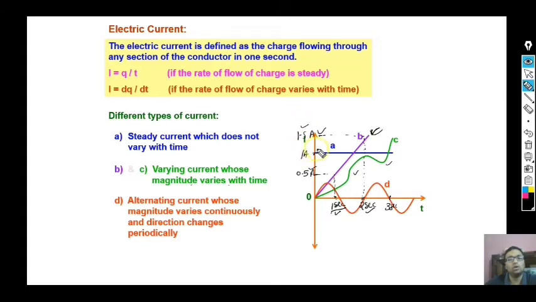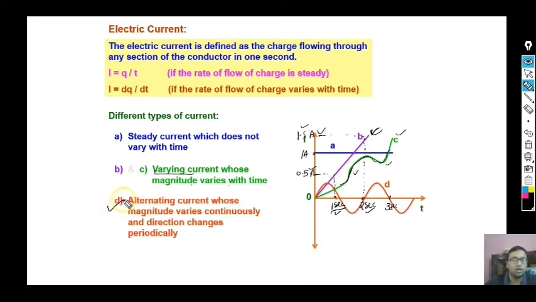So basically your current is changing with time. Such currents are called variable current, and this is true for curve C as well. However, here the rate of change of current is not uniform. Sometimes it is changing with a high rate, and sometimes it is not. It is, you can say, decreasing at a certain rate.